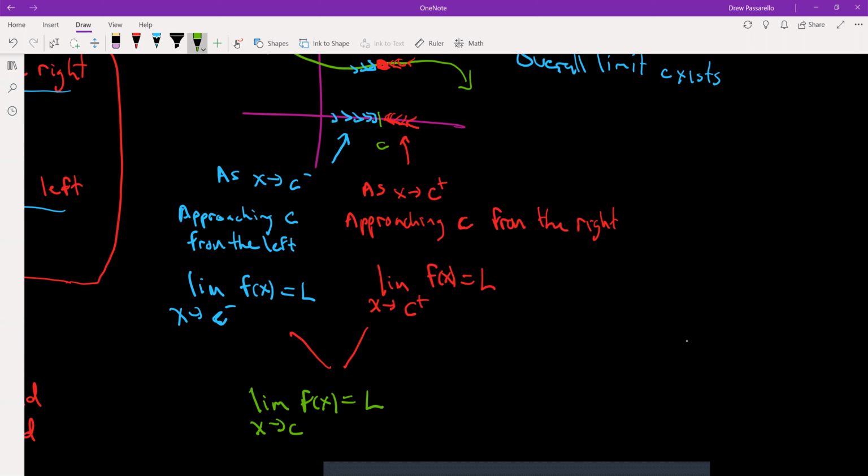And I've already talked about these two things. I just never had a way of writing it down. So if you're referring to just the left side in which the graph approaches, that's the left-hand limit. And if you talk about where the graph approaches from the right side, that's the right-hand limit. But in order for the overall limit to exist, I need both of those to equal each other.